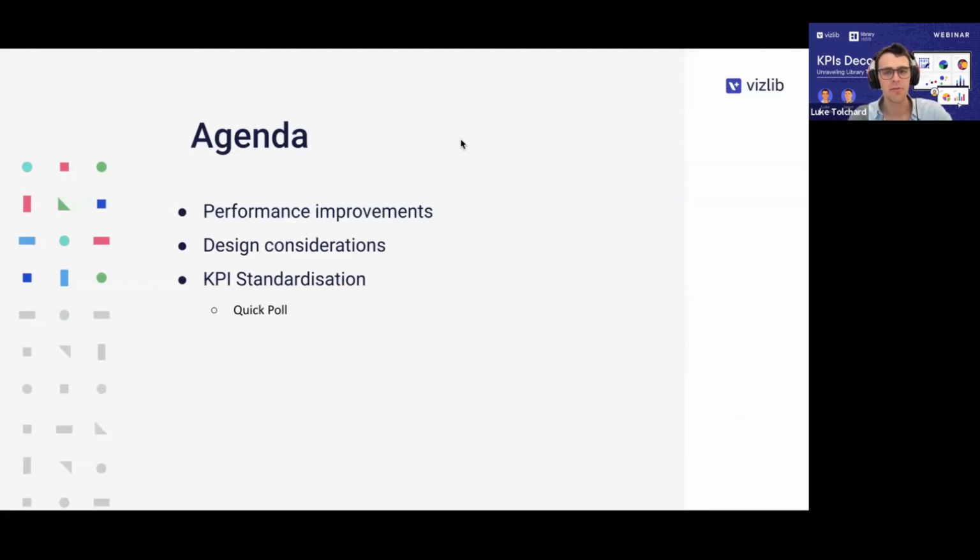What we'll be covering is short, but hopefully we'll get to each point within the 15 minutes, and hopefully have some time for Q&A. So performance improvements, what can we do there? Design considerations, KPI standardization. And I'd like to actually start, I put a reminder there because I always forget, with a quick poll about KPI templates.